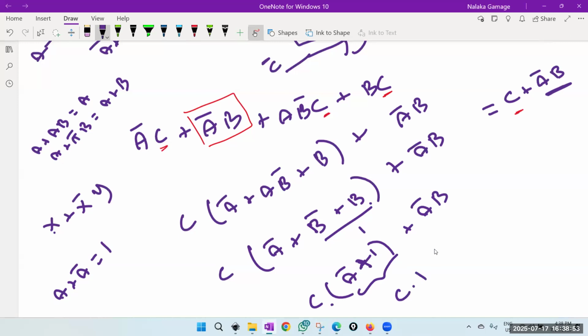C dot 1 plus A bar B. And something dot 1. Remember A dot 1 is A. Because when this is true or 1, 1 dot 1 is 1. When this is 0, 0 dot 1 is 0. Or true and true is true, false and true is false. So whatever this value is, this value. So therefore A dot 1 is A. And therefore C dot 1 is C.